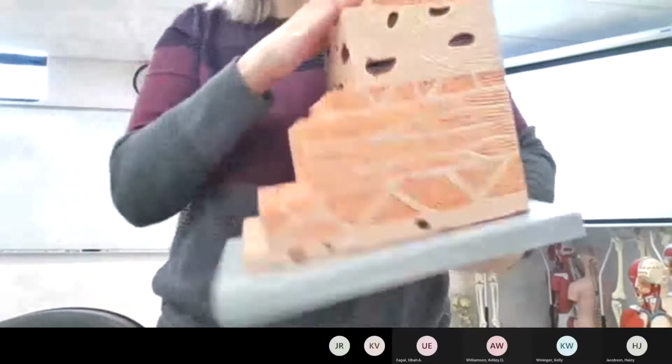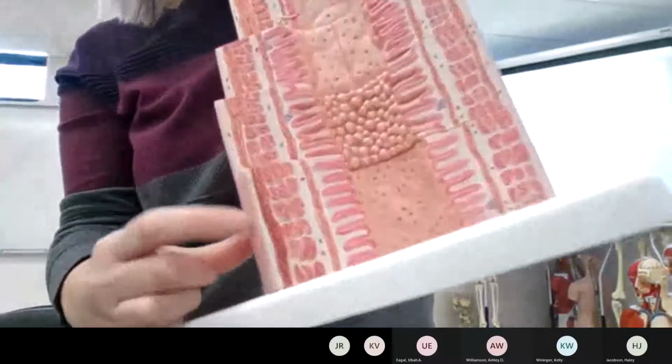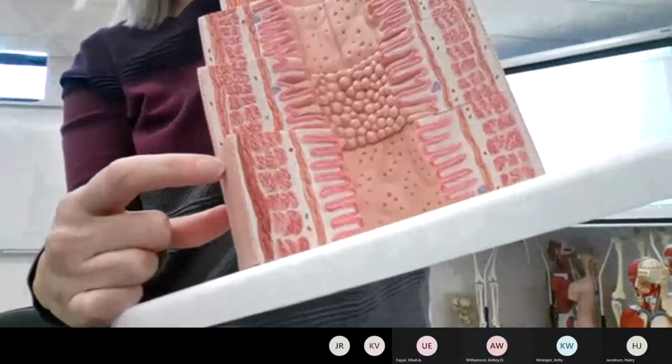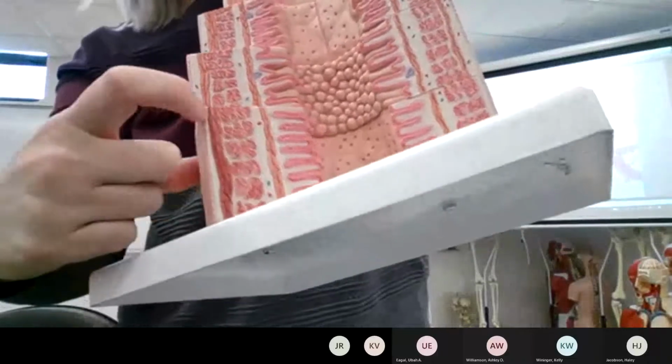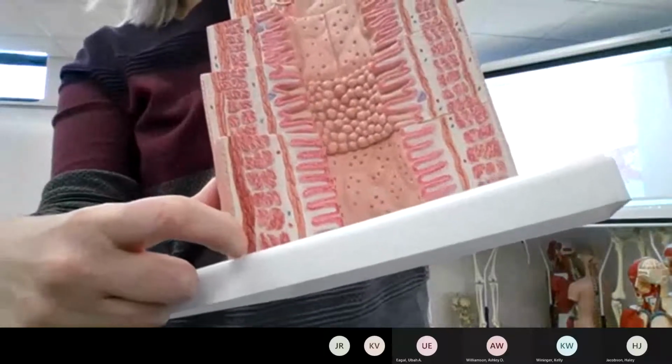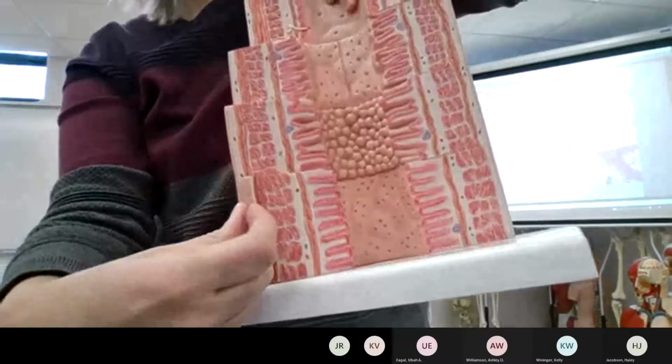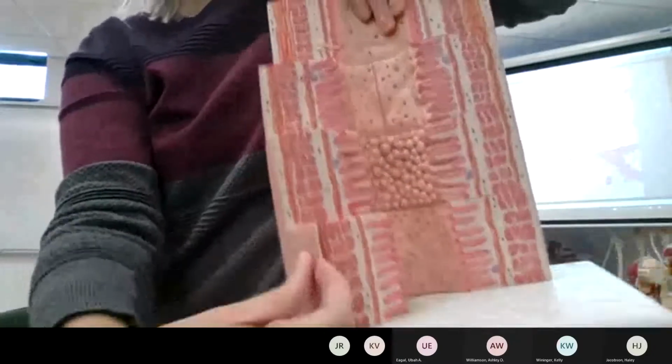Okay, so that's shown here, and then it's somewhat shown a little bit on this model as well, that here's a little bit of pink, simple squamous epithelium, and then that underlying connective tissue, because this is your visceral peritoneal membrane.